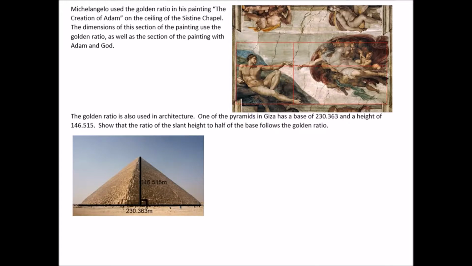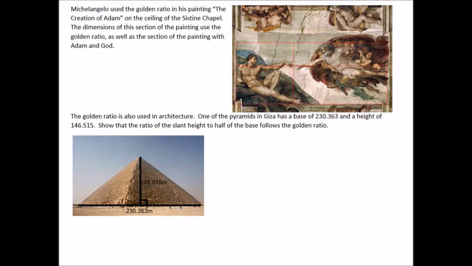And some more art that we see is Michelangelo, and he used the golden ratio in his painting of the creation of Adam. The creation of Adam is just one of the paintings on the ceiling of the Sistine Chapel. So it's kind of more like a collage, and there's different paintings, and they all coincide, and they all tell a story, right? And the dimensions of this section of the painting use the golden ratio, as well as the section of the painting with Adam and God. You can see where Adam and God reach out their hand, okay, in the boxes that are constructed there.